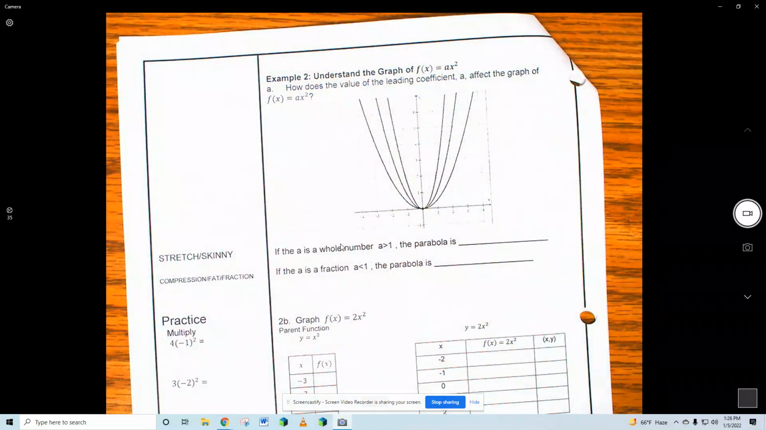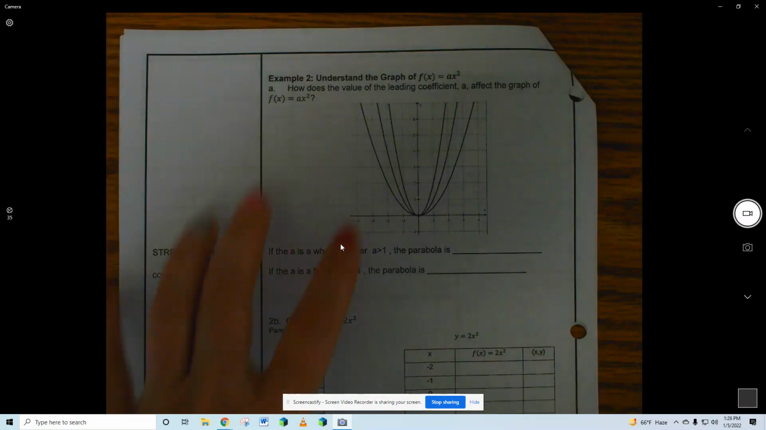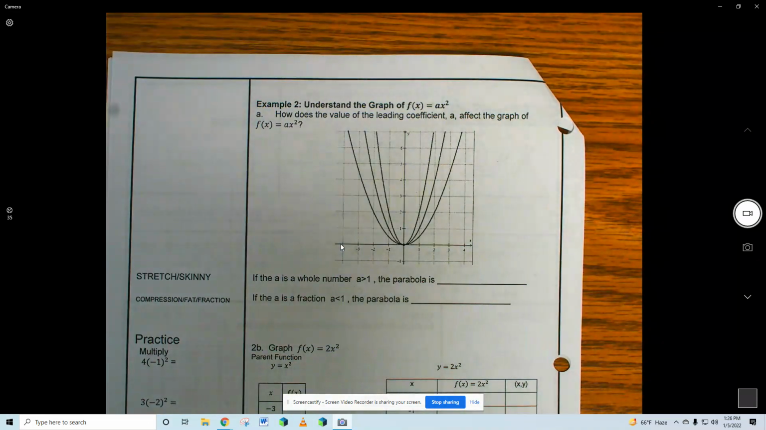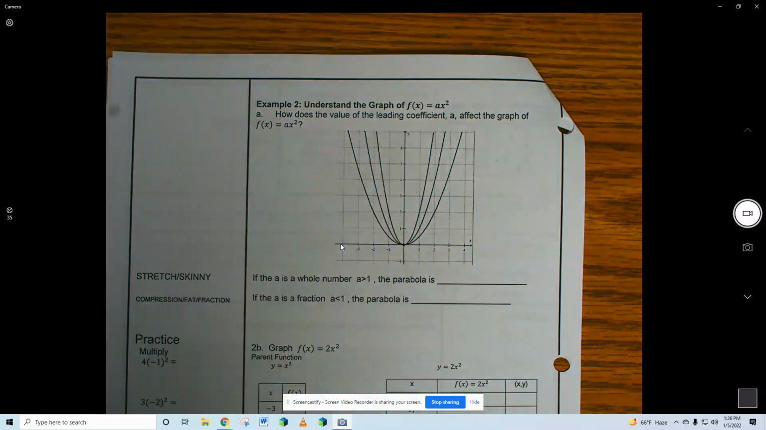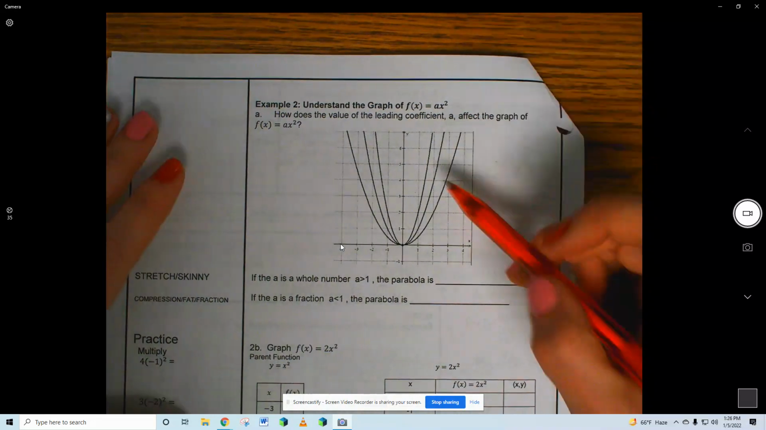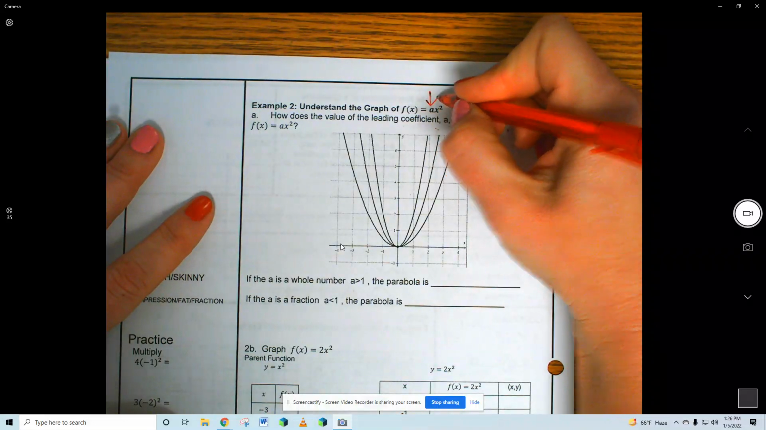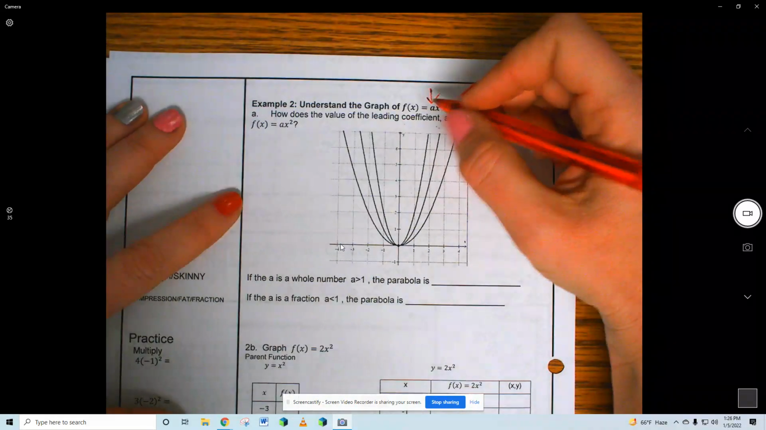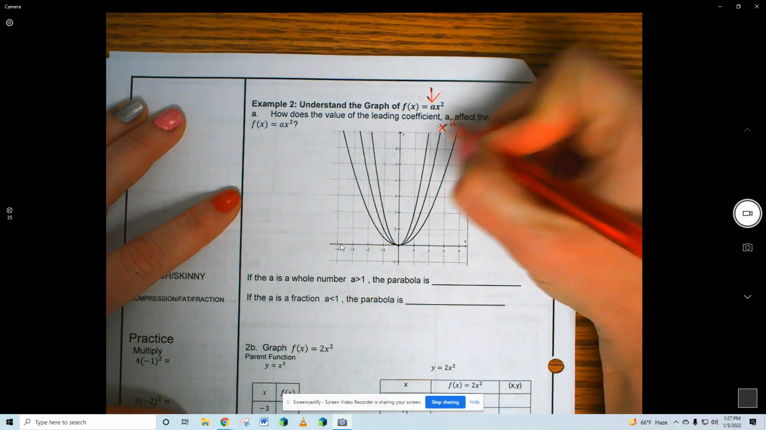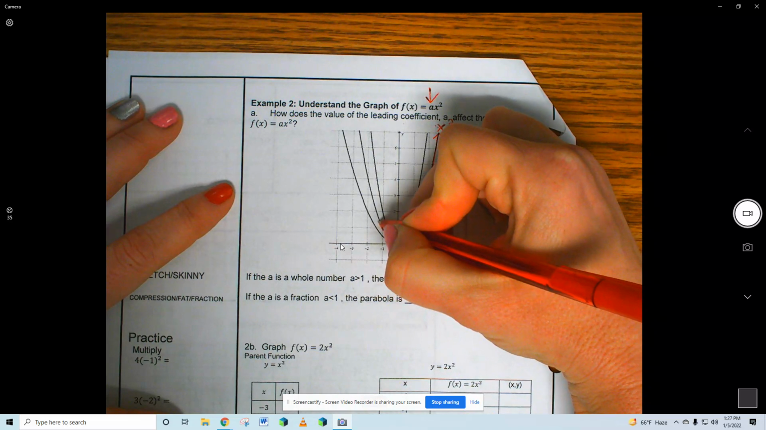If you have another color, like a blue pen or a black pen and a pencil or a red or something, you can use that. So now I'm going to show you how the parabolas look different. How does the value of the leading coefficient A affect the graph? A changes it and makes it skinnier or fatter. So for example, here's my normal x squared. I'm going to do it in red. This is the one we just graphed on the front.